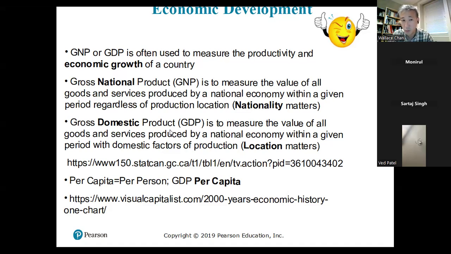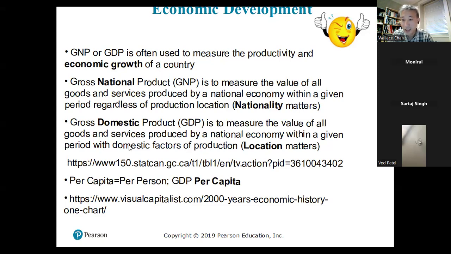For example, when I want to measure the GNP of Canada, I'm talking about the value of all the goods and services produced by Canadians or Canadian companies, but the location does not matter. In other words, if a Canadian is living in Japan, it's still counted as the GNP of Canada because nationality matters, but location does not. But if we talk about, for example, a Japanese living in Canada, that Japanese productivity is not counted as the GNP because the Japanese is not a Canadian.